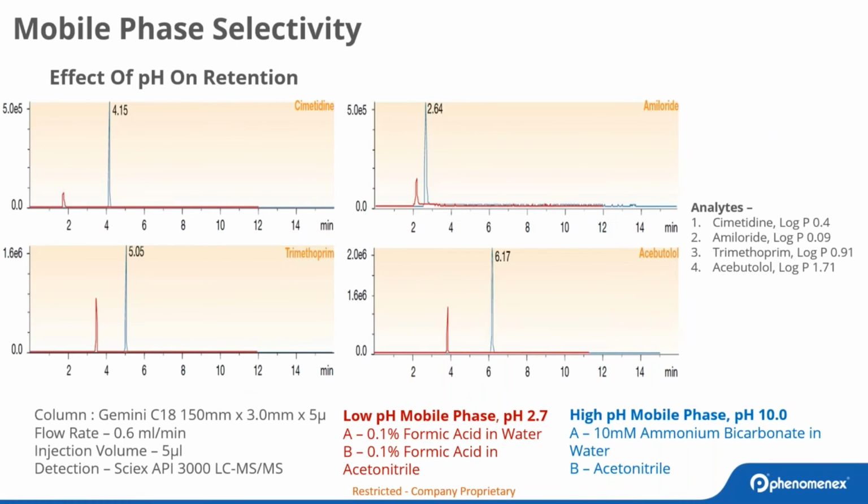Looking at the effect of pH on retention, here we are using a column capable of low and high pHs, and we see in red examples of these basic compounds at low pH, and in blue we see the difference of these basic compounds when they're run with a high pH. In this case, it's 10 millimolar ammonium bicarbonate in water. So you can see that for all of these basic compounds, they are getting higher retention when run at their neutral state, and they're able to retain on the column longer when compared to an acidic state. And here you can see their log P's. These are pretty polar analytes right off the start.